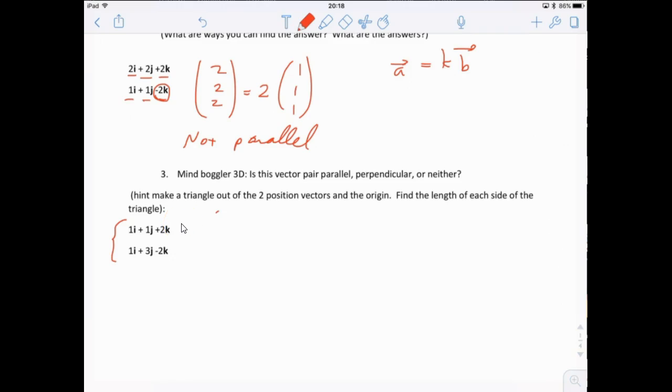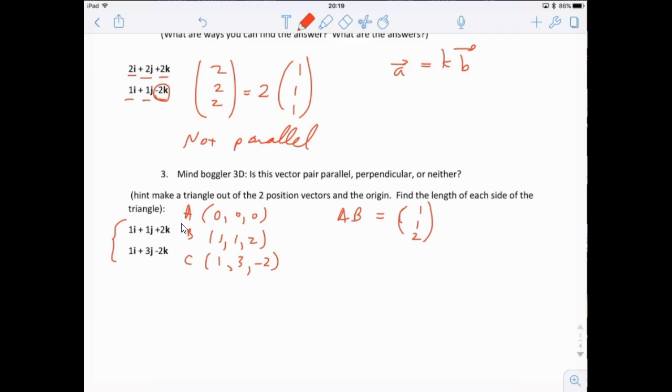We got 0, 0, 0, which is the origin. We got 1, 1, 2, which is that vector here, that position vector. And we have 1, 3, negative 2. Okay, and so we're going to compare the triangle that is formed by these 3 points. We're going to compare the sides and see if the sides form a right triangle. And if they do, then maybe they're perpendicular. Okay, so let's see. We'll label this one A, this one B, and this one C. And so first we'll say AB. AB, we know, is the vector 1, 1, 2.